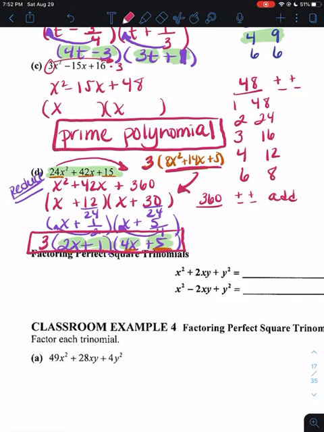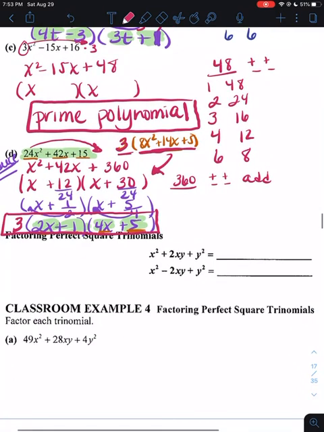If you don't factor out the greatest common factor, your final answer is not going to be correct. What's in parentheses is correct, but if I multiply that 2x plus 1 times 4x plus 5, I'm only going to get 8x squared plus 14x plus 5. I will need to have that 3 in the front. So again, always start off by scanning the problem and checking for a greatest common factor first.